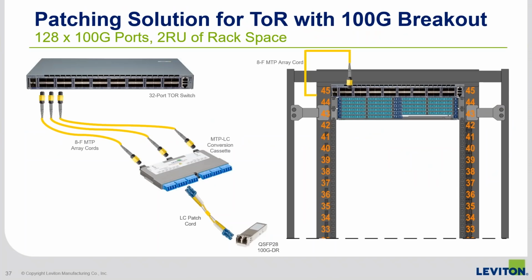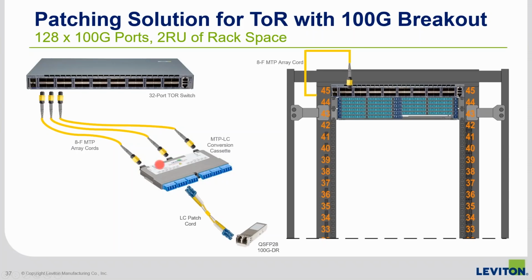Then we take a look at what this looks like from a patching standpoint. And so we created this. I want to highlight what this would look like. This is that same top of rack switch, one of the ones we talked about, a 32 port top of rack switch with the double D ports in here. You're going to plug your 8 fiber array cords into there.